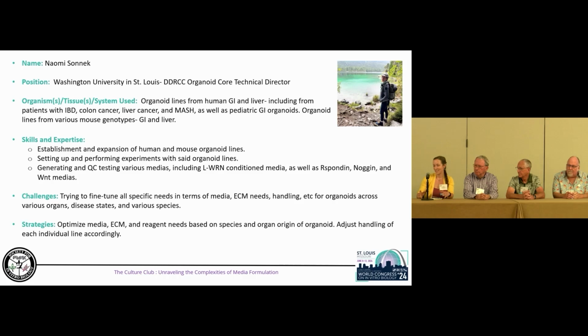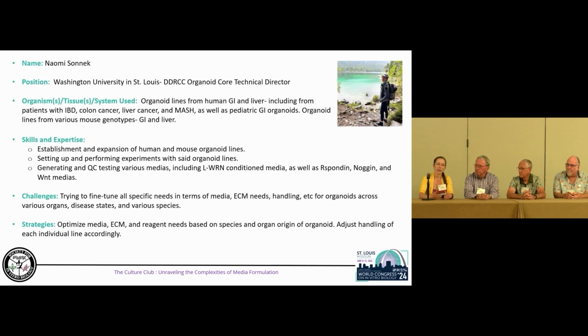In regards to media, the organoid core has, I make the 50% LWRN conditioned media, which expresses Wnt, R-spondin, and noggin, which are necessary for maintaining that proliferative state of these human organoid cell lines.